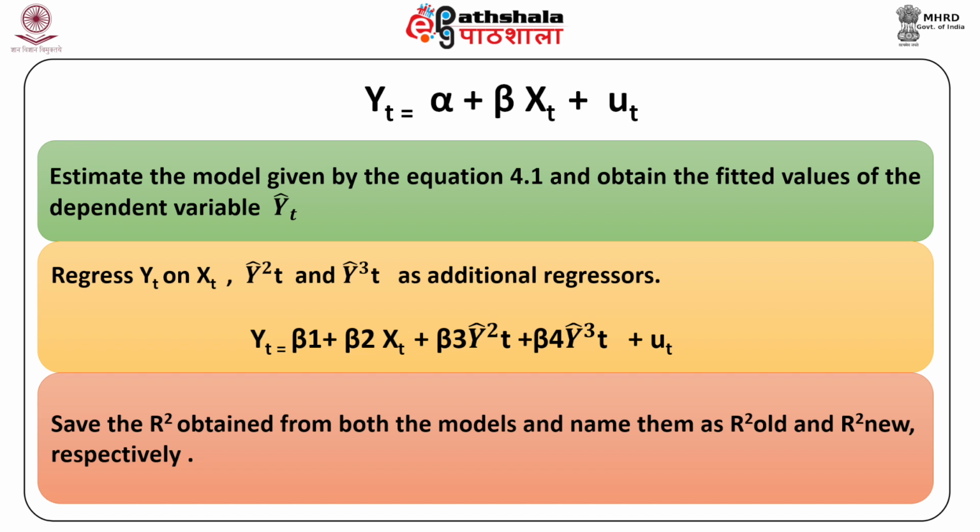Suppose we consider the model yt is equal to alpha plus beta xt plus mu t. The steps involved in Ramsey RESET test are as follows. Number 1, estimate the model given by equation 4.1 and obtain the fitted values of the dependent variable, yt hat. Number 2, regress yt on xt, yt hat square and yt hat cube as additional regressors: yt is equal to beta 1 plus beta 2 xt plus beta 3 yt hat square plus beta 4 yt hat cube plus mu t. Save the R square obtained from both the models and name them R square old and R square new respectively.